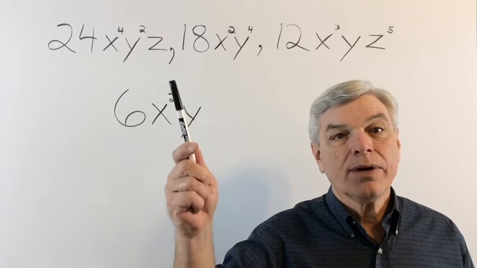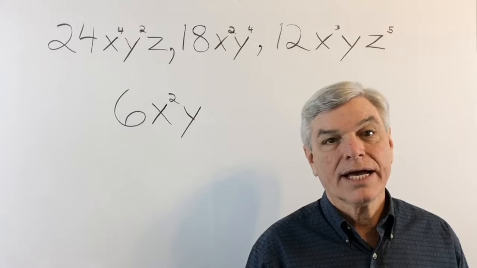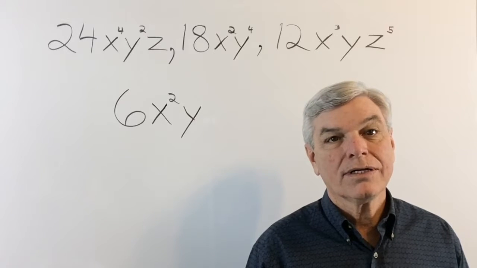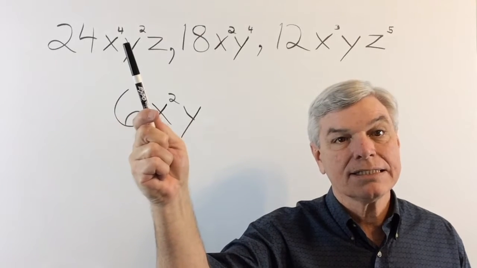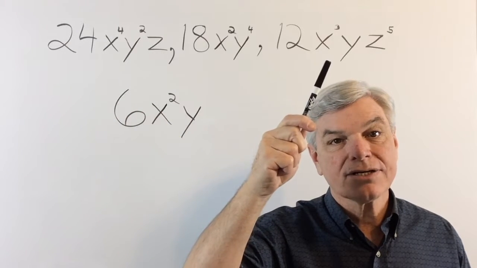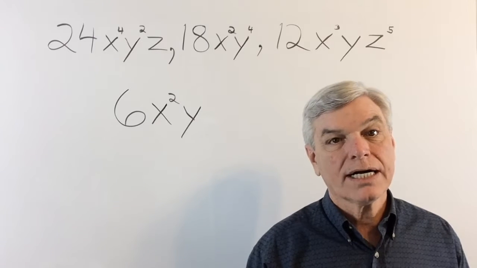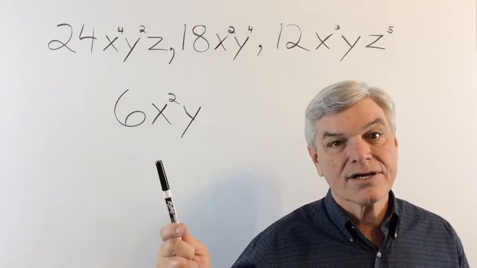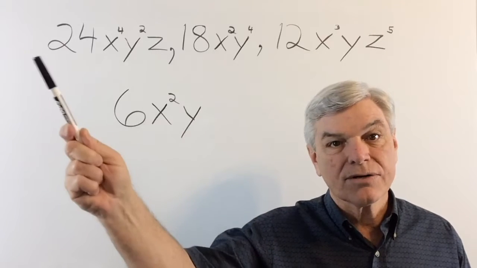And z, we got a z here. We don't have any z's here. Okay? So z is not common to all three of these. It's common to this, and it's common to this term, but it is not common to the second term. So guess what? We are done. This is our answer. This is the greatest common factor for these terms.